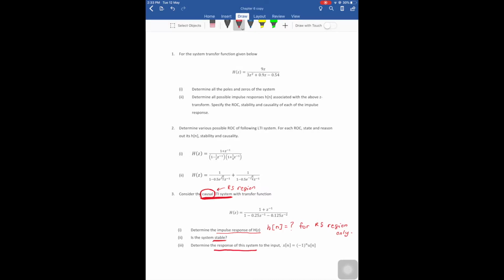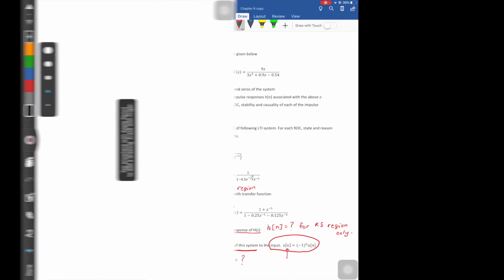And then for part 3, you need to determine the response of the system given your input. So when you look at the response, you have to determine y[n]. Why? Because from the question you already have H(z) and your input, so from H(z) you can determine Y(z). First, we need to determine the impulse response.